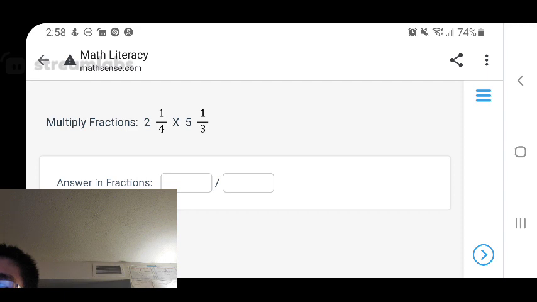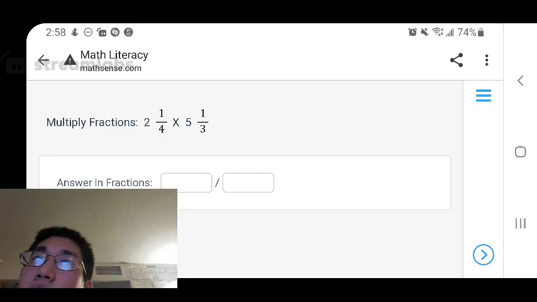2 over 4. 2 times 4 is 8 plus 1, 9 over 4. Times 15, 16 over 3. You can also simplify. Like 3 crosses out. 1, 3, 1, 4. So I'm just gonna put 12 over 1.